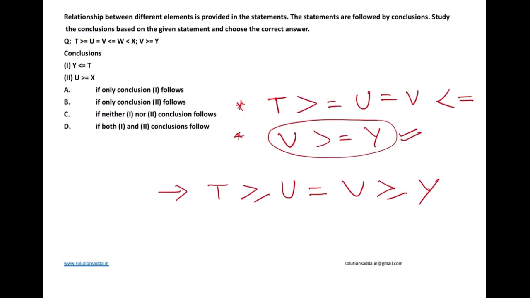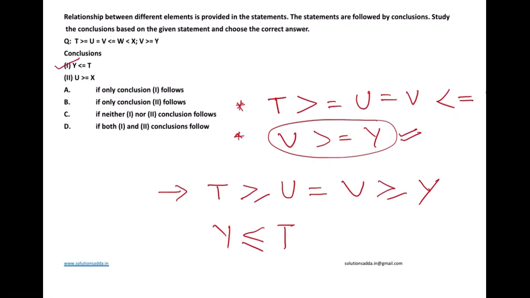From this we understand that Y is less than or equal to V, and since V is equal to U, therefore Y is less than or equal to U, and since U is less than equal to T, therefore Y is also less than or equal to T. So this first conclusion is following from the statement.